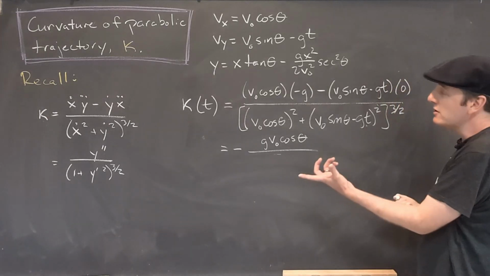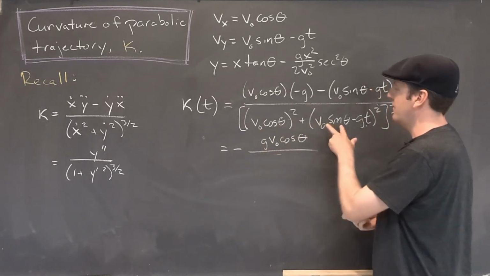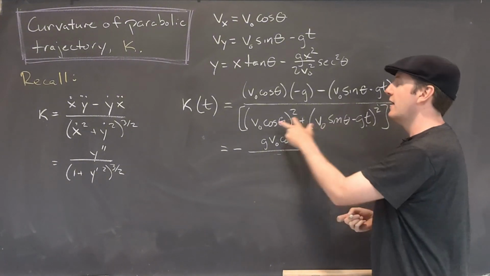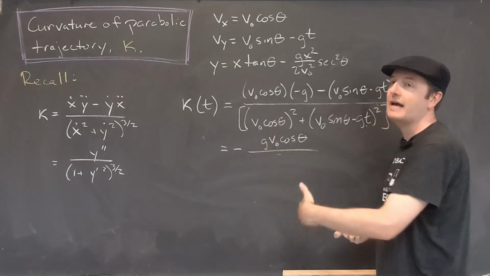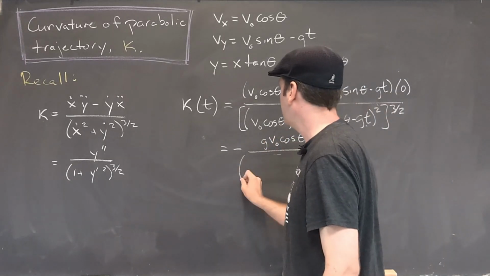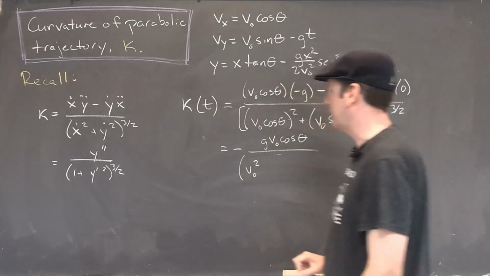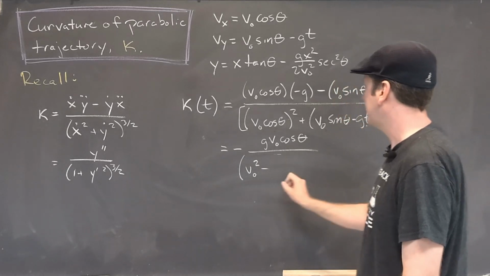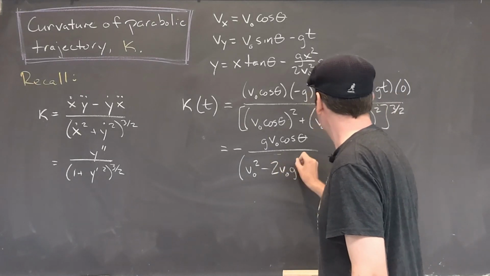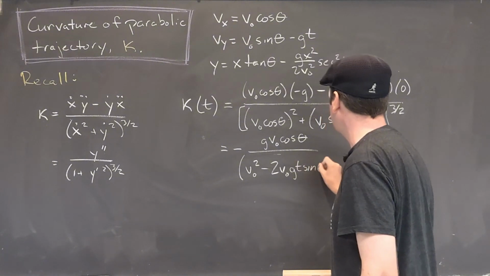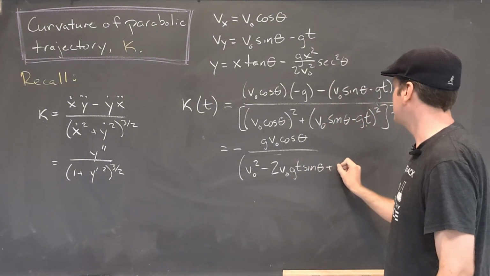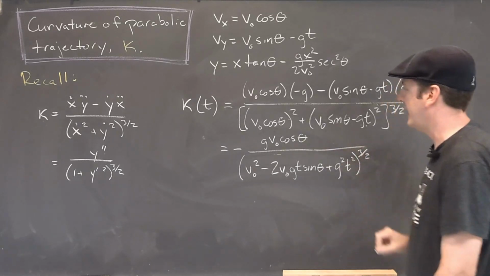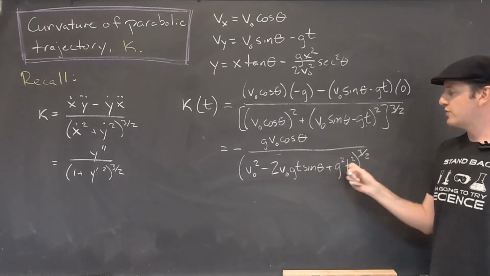The denominator does have a little bit of simplification. When I square this and then I square this binomial out, this first term squared, v naught sine squared, and this v naught cosine squared can be added together as a Pythagorean relation as v naught squared. So those combine nicely. Unfortunately, the rest of it does not. We just have to leave it like that. So we'll have a 2 v naught g t sine theta, and then plus g squared t squared, all to the 3/2 power. So notice the curvature does depend on time.